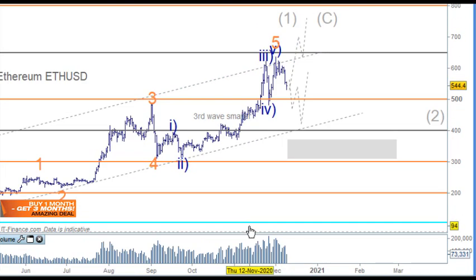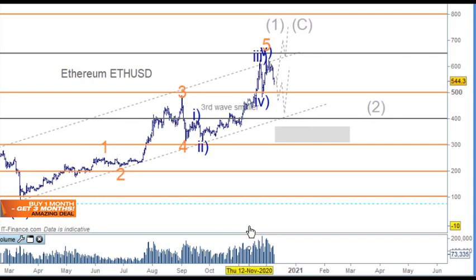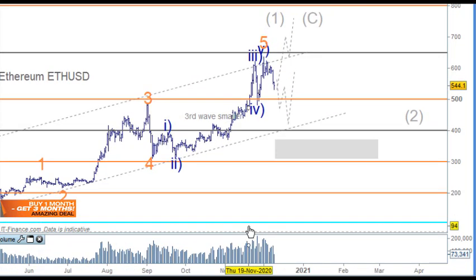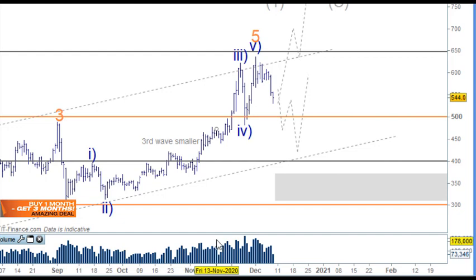So this is the spanner in the works, this particular pattern here. We need to just keep an eye on these things. But yeah, coming back to the bigger picture with everything, we want to see these moves down here. We want to see them on lower volume.